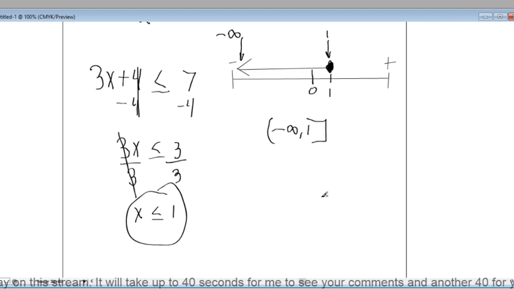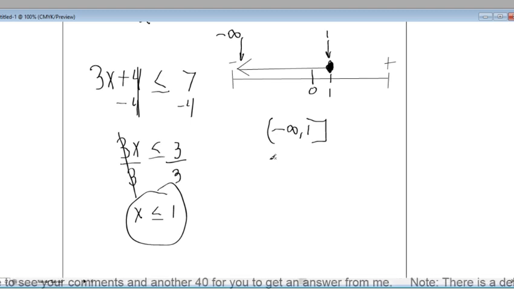Now, the only reason that infinity doesn't have a bracket on it is because we cannot ever quite reach infinity. We can come all the way up toward it, but we can't actually reach it. I hope that answers your question. Let me know if it does. If not, then keep on going with your questions.